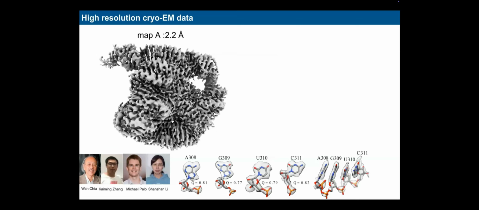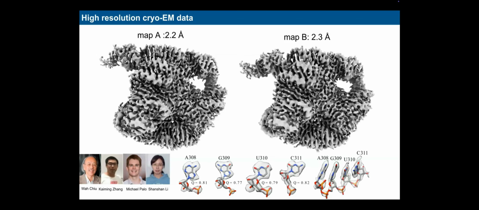But when I joined the lab, we were sitting, with work done by Haiming, Michael, and Shanshan, on this higher resolution map of roughly 2.2 angstroms. This is roughly when we can not only see magnesiums, but we can start to see water densities and other ions as well. And just showing you the quality of data here, we can really start seeing the grooves created by the exocyclic groups in the bases.